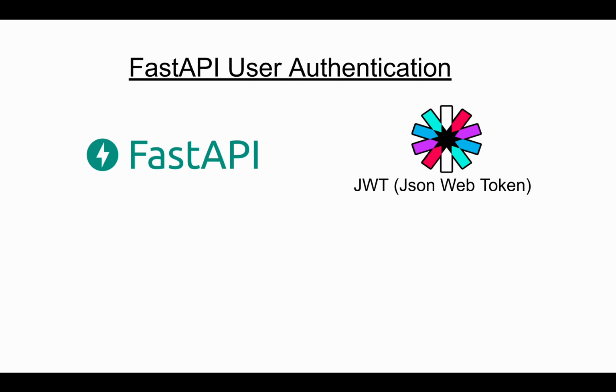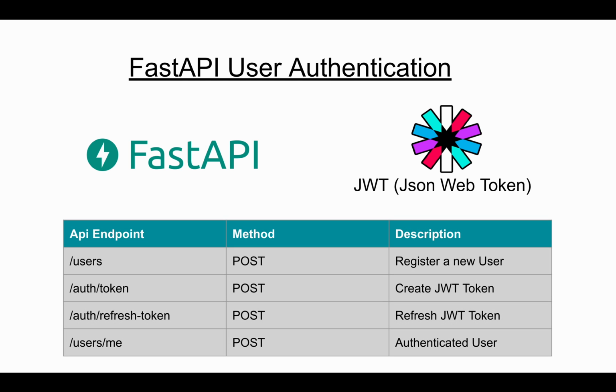In this tutorial, basically I will create four API endpoints. One is /users, which can be used to register a new user account. One is /auth/token, which can be used to generate a new JWT token. /auth/refresh-token can be used to refresh the JWT token, and /user/me can be used to fetch the authenticated user details.